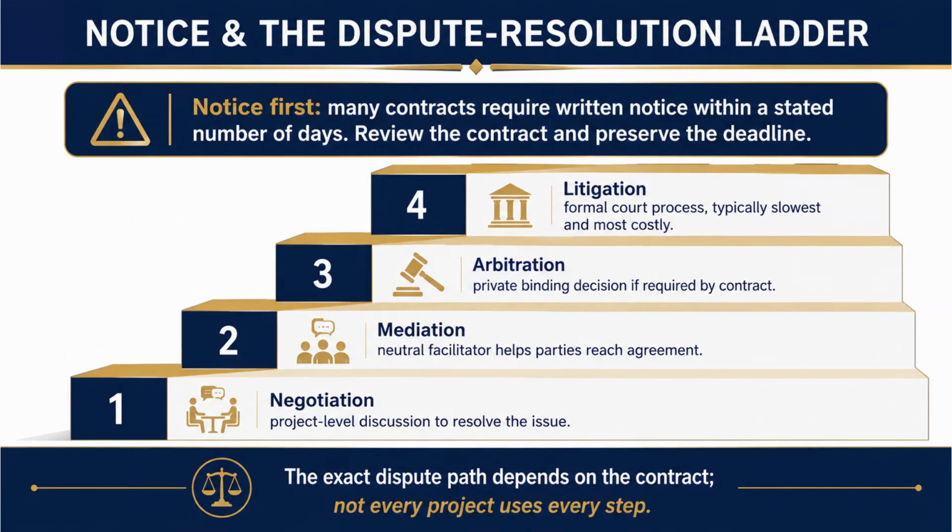Rung 4, litigation. The formal court process, typically the slowest and most costly. This is the top of the ladder, the last resort. Lawyers, courts, years, real money. And the key point, the exact dispute path depends on the contract. Not every project uses every step. Your contract tells you which rungs apply and in what order.